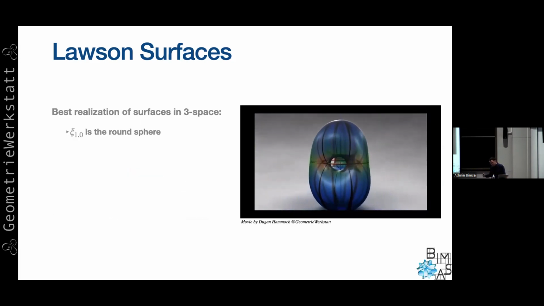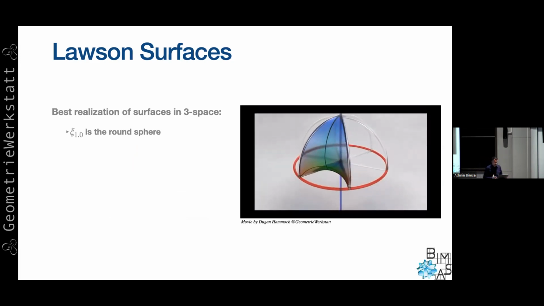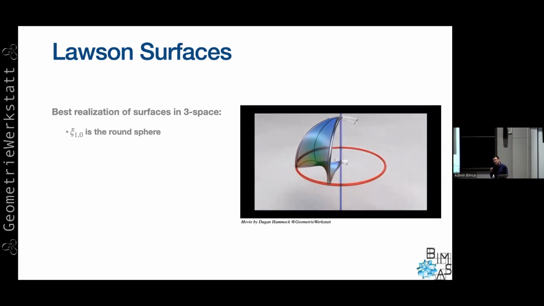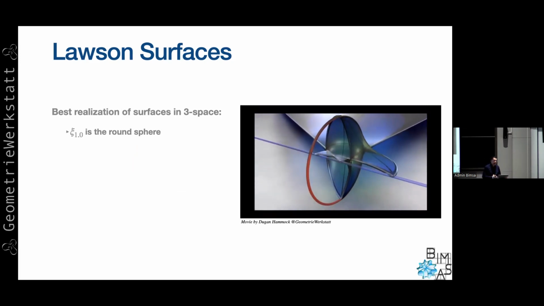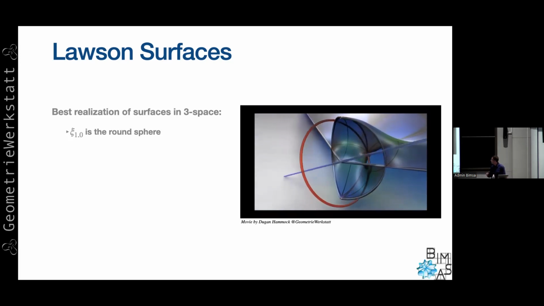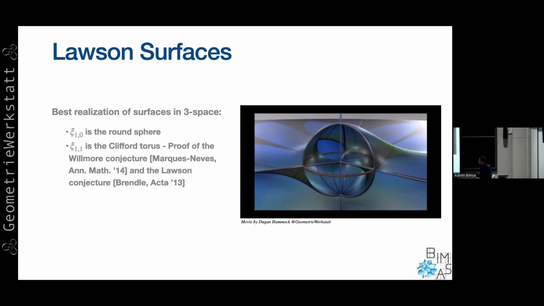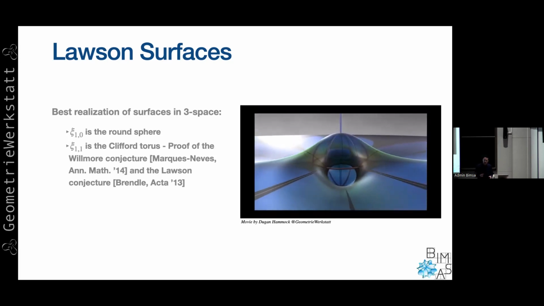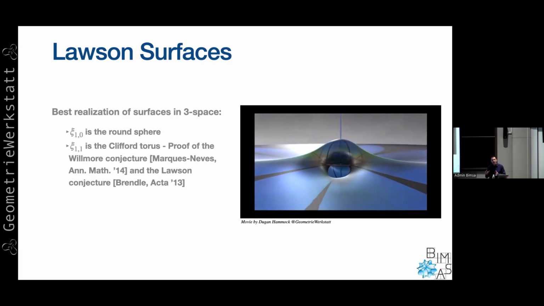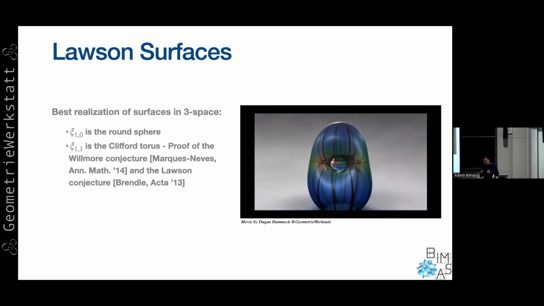So why are people interested in these Lawson surfaces, in particular in the Lawson ξ_{g,1} surfaces? From my point of view, the reason is that they are really the best realization of a given topological type in space. The simplest Lawson surface, ξ_{0,1}, is just the round sphere, period. The Lawson ξ_{1,1} surface is the famous Clifford torus. There's a functional, the Willmore functional, which is related to the area functional, but it has different properties and is somehow more complicated. It measures how round a surface in space is.